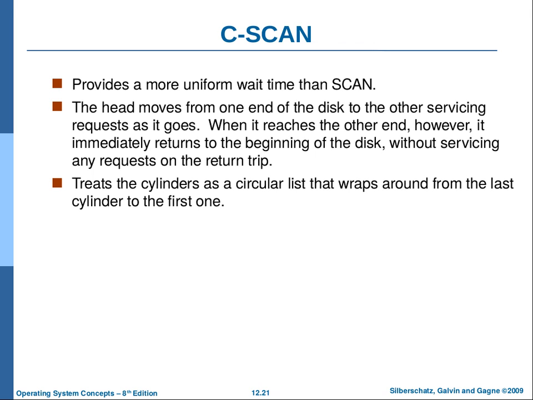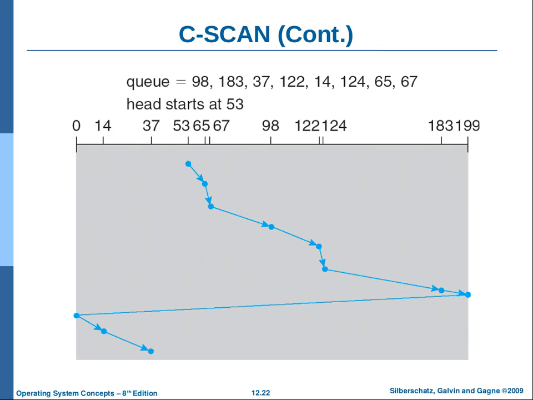So C-SCAN is just going to change this up a little bit. The head again moves from one end of the disk to the other. However, when it reaches the other end, it immediately returns to the beginning of the disk and starts a return trip. Why would you want to do that? Because it's been the longest time since we serviced. Right. So we want some idea of fairness, where you go all the way one way and then you start over, so you're not biased for the edges.